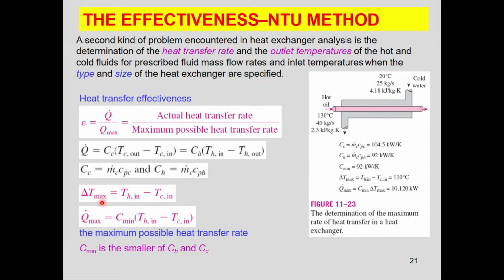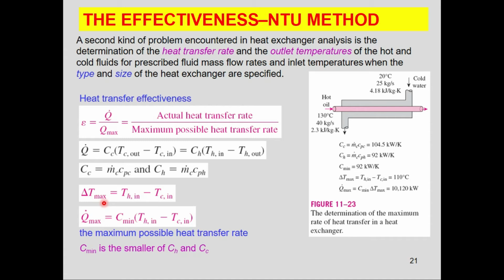So the heat transfer in a heat exchanger will reach its maximum value only for two cases. Number one, the cold fluid is heated to the inlet temperature of the hot fluid. This is the first case. The second case is the hot fluid is cooled to the inlet temperature of the cold fluid. So these are the two possible cases for which we can have the maximum value of the heat transfer.